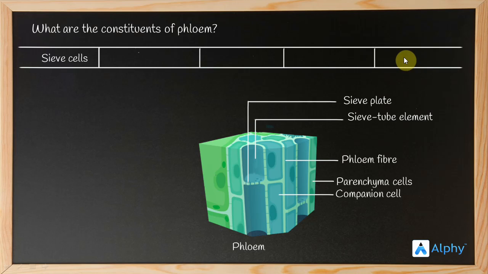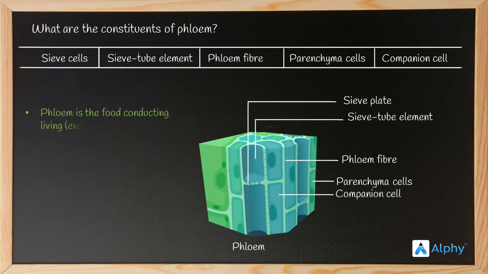Starting from, we have sieve cells, sieve tube elements, right? Here we have sieve tube elements, right? This portion. The third one we have phloem fiber, yes. And fourth one we have parenchyma cells, here it is. And the last one we have companion cells, right? This portion is companion cells. So we have all these portions and we have the constituents. And you might be wondering why we haven't talked about sieve cells, right? Now we will skip that portion, moving on to statements.